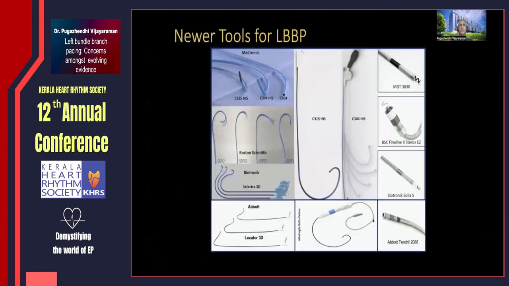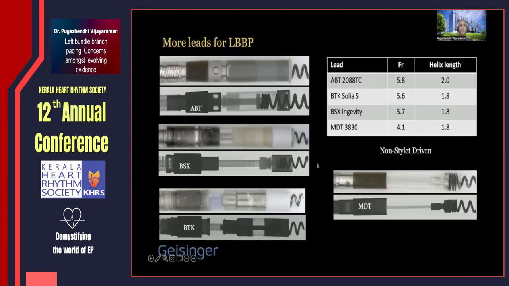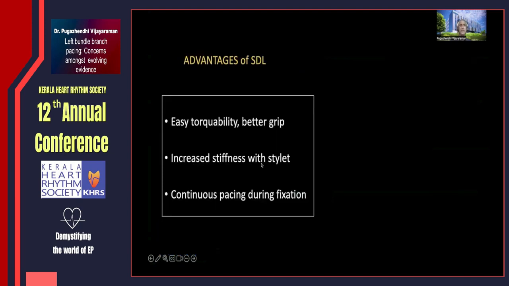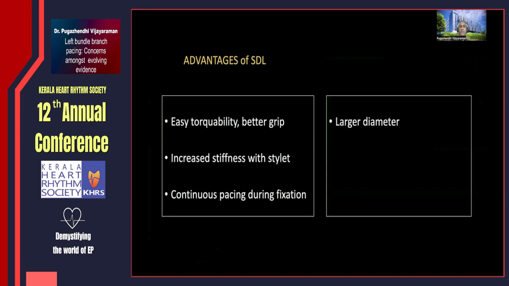And then there are newer tools for left bundle branch pacing. As more and more stylet-driven leads are being used, you need to understand the difference between the leads and weaker links in some of these leads, especially Boston Scientific and Biotronik leads, where there's a significant flex point between the tip and the ring electrode, while the Medtronic and Abbott leads are stiffer. Whether it's a benefit or a disadvantage needs to be studied carefully. While the stylet-driven leads are better for easy torqueability, and you can manage continuous pacing during fixation.